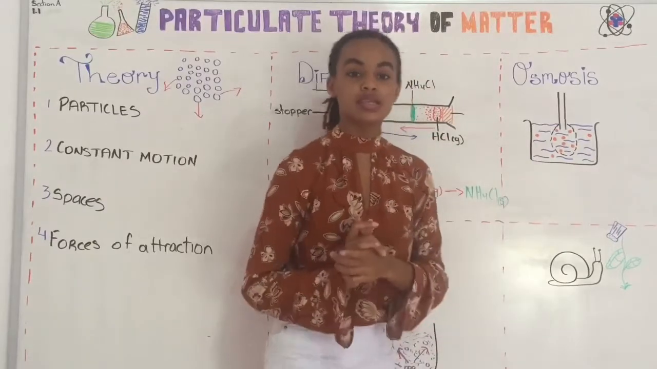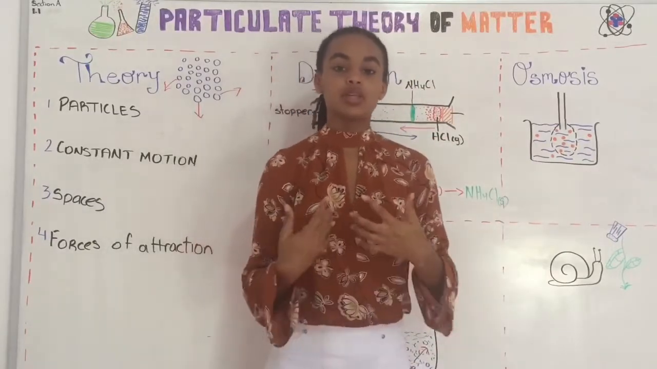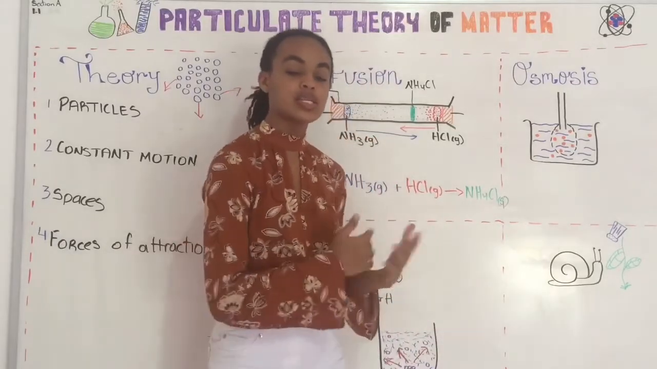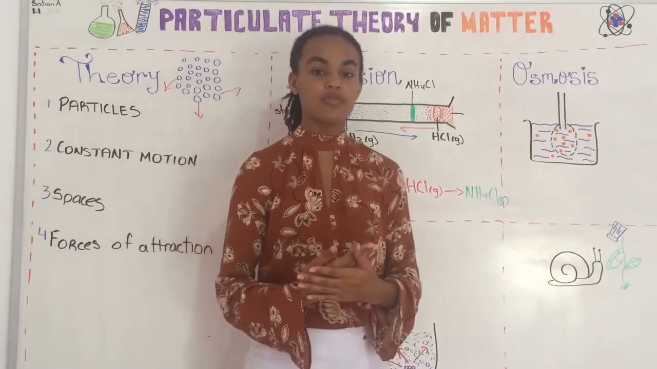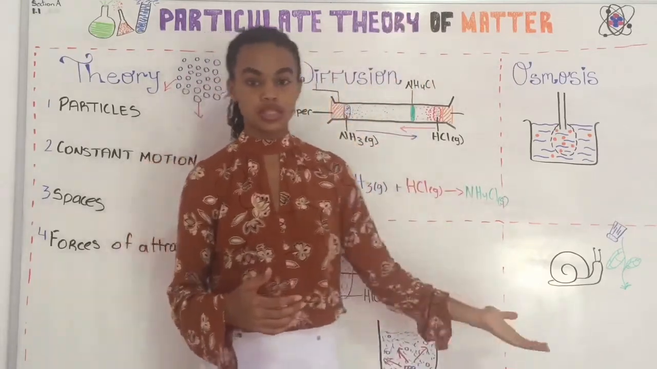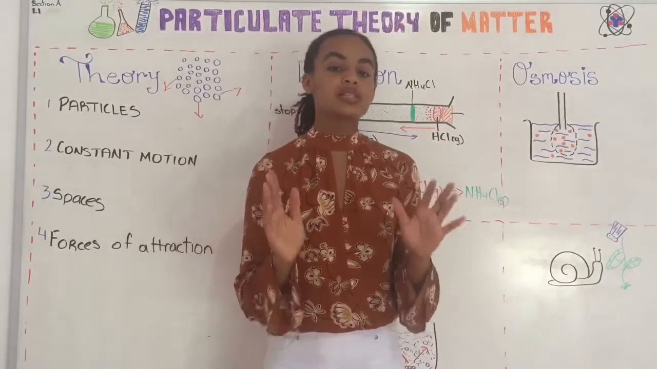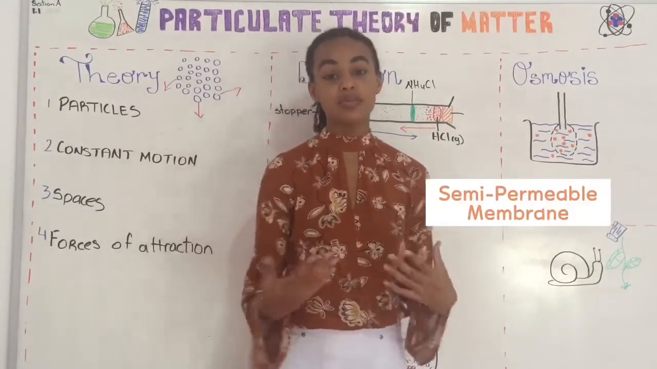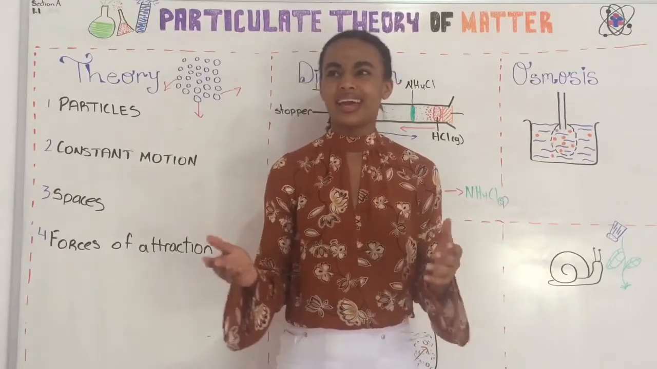Class, osmosis. Now, osmosis is very similar to diffusion, but there's a big difference, and this is it. So we say osmosis is the movement of particles from a region of high concentration to a region of low concentration. But this happens through what we call a semi-permeable membrane. A semi-permeable membrane is something like a strainer.